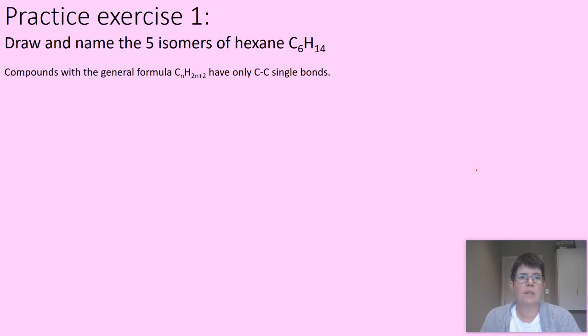Okay, so here is a practice exercise for you. What I want you to do is to draw and name the 5 isomers of hexane, C6H14.